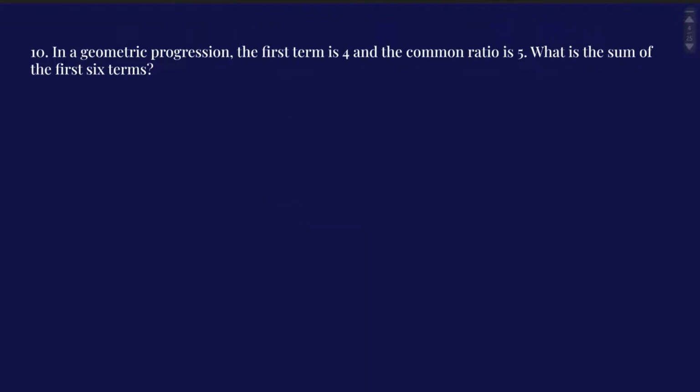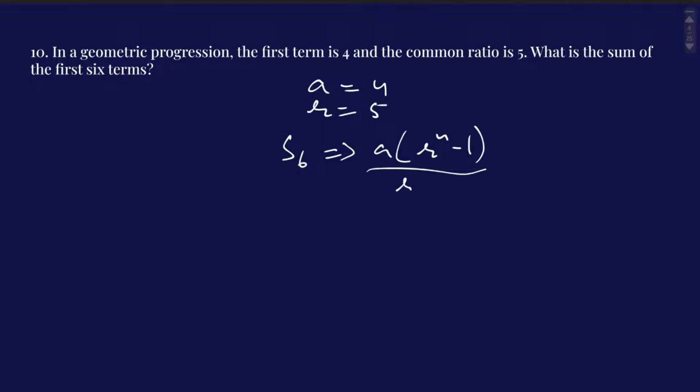So let's look at this question now. In a geometric progression, the first term is 4, the common ratio is 5. What is the sum of first 6 terms? So we are given first term, which is a, is equal to 4, and the common ratio, which is r, is equal to 5. So we have to find the sum of 6 terms. Its formula is nothing but a into r to the power n minus 1 upon r minus 1.